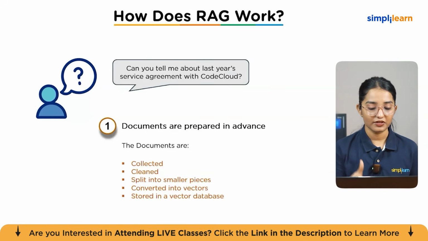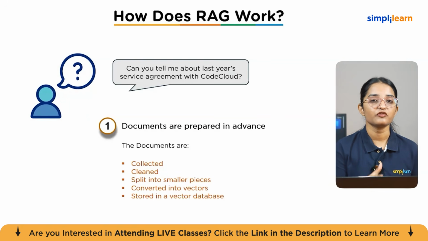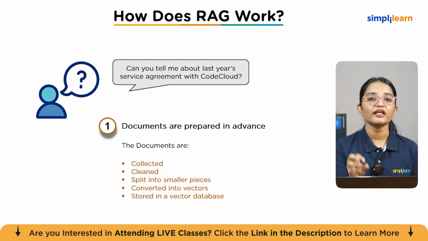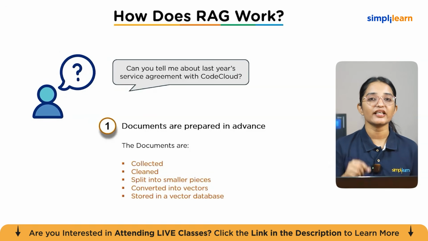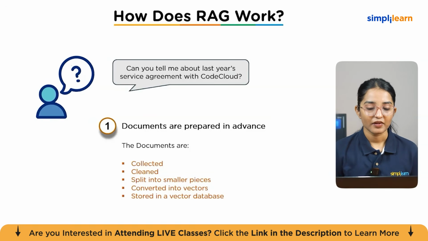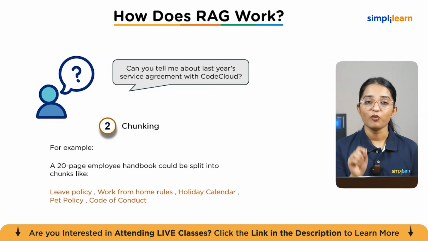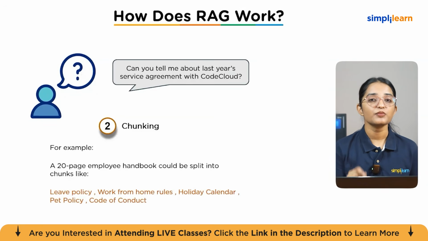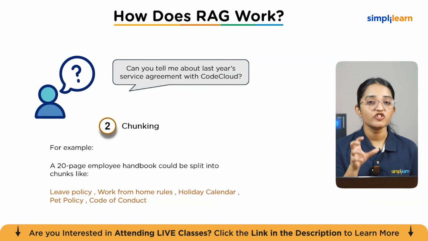The documents are first collected, cleaned, split into smaller pieces, converted into vectors, and stored in a vector database. This preparation phase is often called ingestion or indexing. Let's move on to the second step, which is called chunking. Now, here's an important term. Chunking means breaking large documents into smaller pieces called chunks.